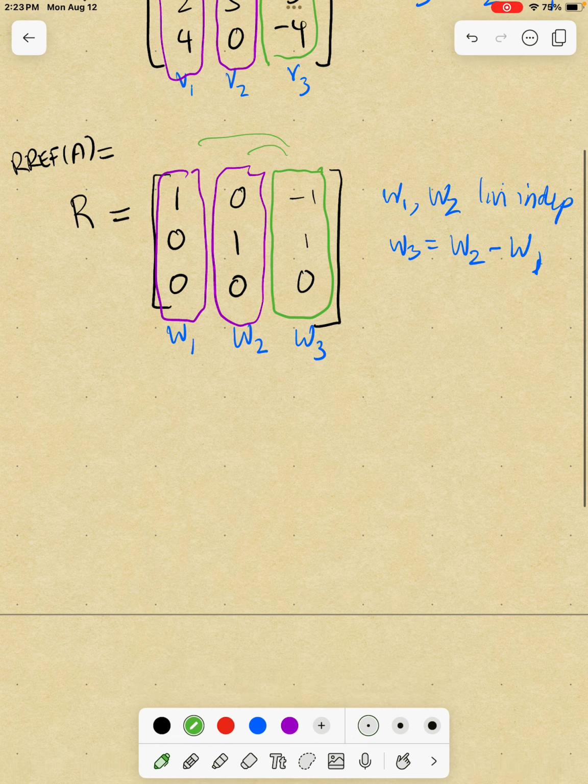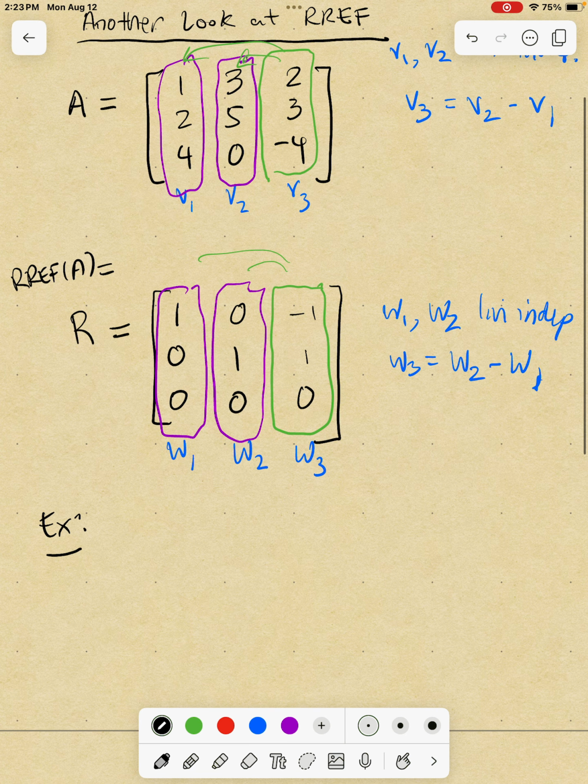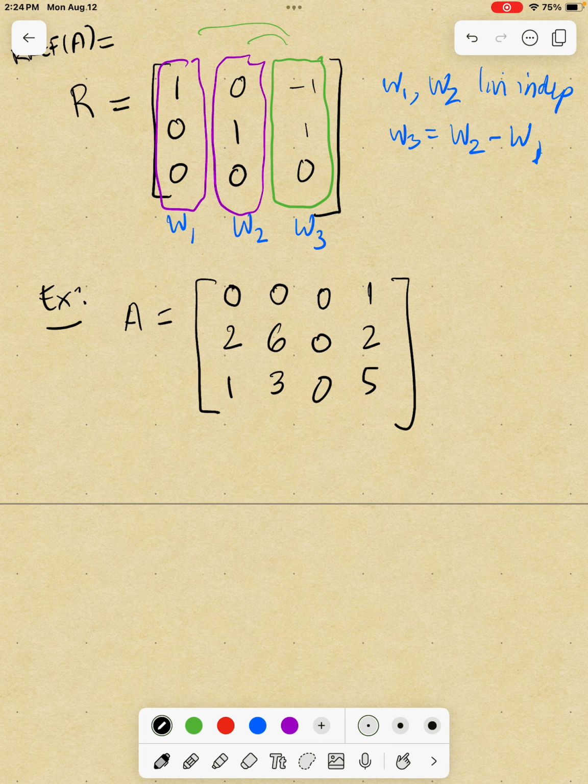So let's take a look at another example. That was the first example. Let's just make up a matrix A. Let's say that A has a first column of 1, 0, 1, and then the second column is 3 times that, so 3, 0, 3, and the third column is 0, 0, 0, and the fourth column is 1, 2, 5. What will be the reduced row echelon form of this?